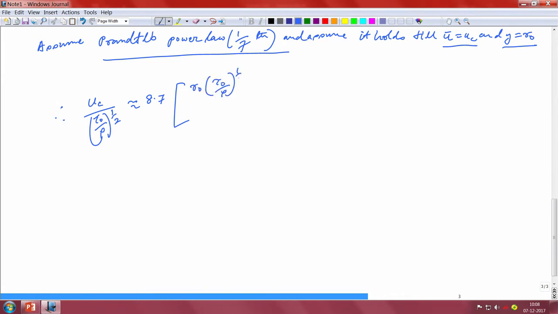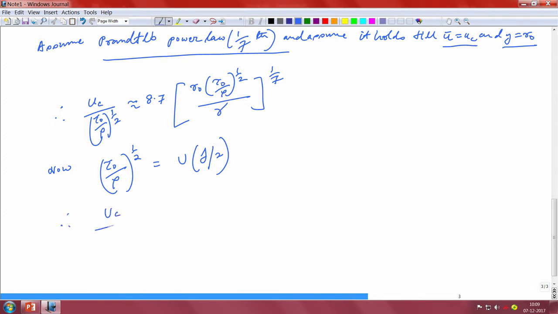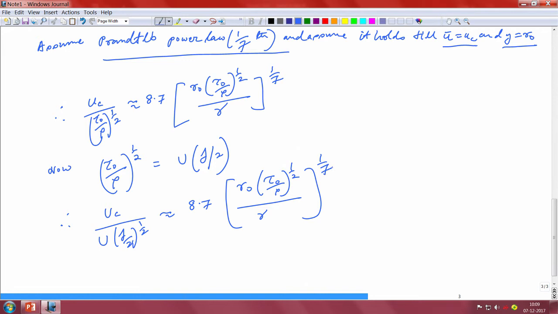tau naught by rho to the power of half by gamma raised to the power of 1 by 7th. Now, tau naught by rho raised to the power of half is equal to u f by 2. Therefore, uc by (u f by 2) raised to the power of half is 8.7 (r naught tau naught by rho)^(1/2) divided by gamma raised to the power of 1/7.